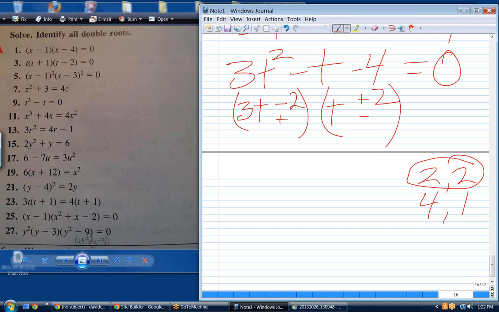Well, I get minus 2t and plus 6t. That does not give me a correct middle term. So that didn't work. Let's try the 2 down here and the 2 over there. Does that work? No. Okay, so 2's don't work, so it must be 4 and 1. Let's try 4 and 1. Does that work? No. Yes, it does. Oh, it does? Uh-huh.